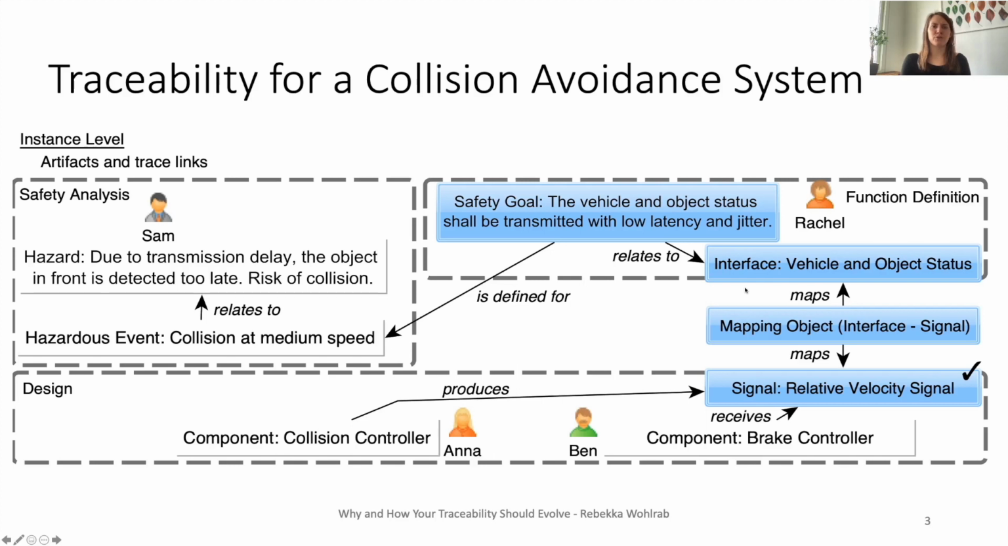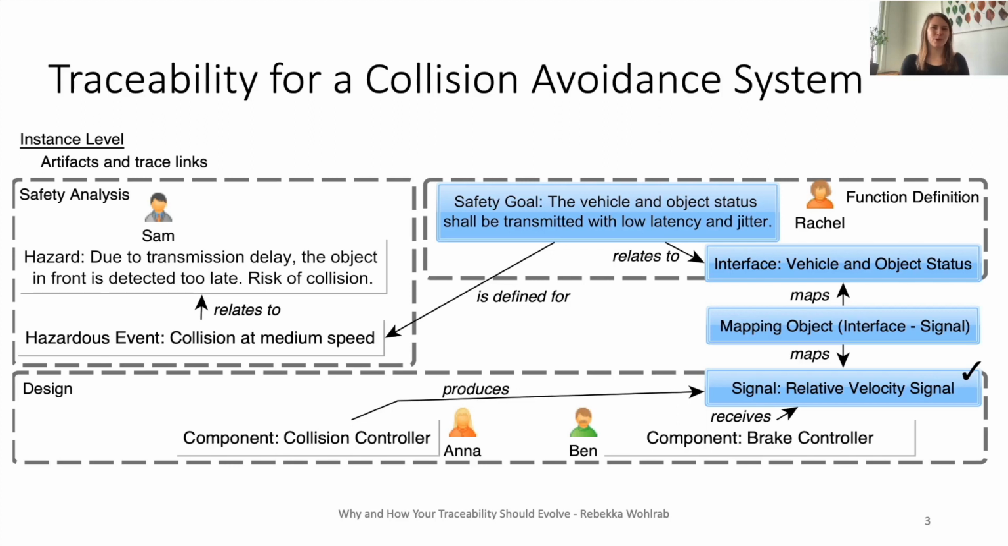And we have an area for design artifacts with different components that produce and receive signals. These signals in turn are also traced to the functional interface, but not with a direct trace link, but with a mapping object, which is a separate artifact that decouples these two artifacts and creates a link between them.